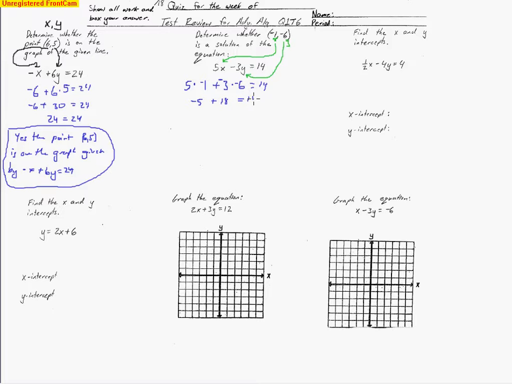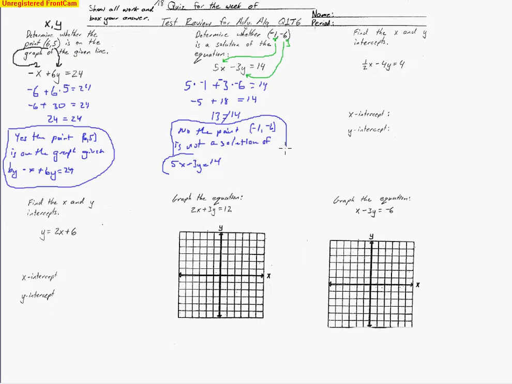When we combine these two, they do not subtract to make 14, they make 13. Since 13 does not equal 14, we say no, the point, and then we'll name that off. It was (-1, -6) is not a solution of, and then we can read off what that equation was: 5x minus 3y equals 14.